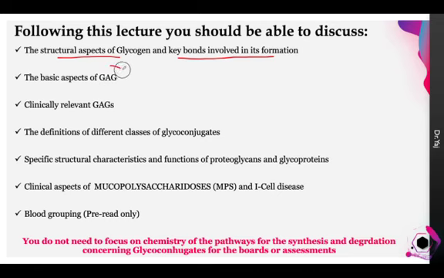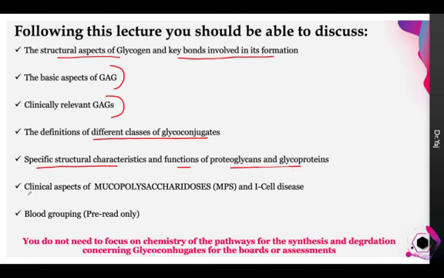the basic aspects of glycosaminoglycans, or as they are abbreviated, GAG. You should be able to discuss the clinically relevant glycosaminoglycans. You should be able to define the different classes of glycoconjugates, which we shall look over these 4 lectures. You should be able to discuss the specific structural characteristics and functions of proteoglycans and glycoproteins.